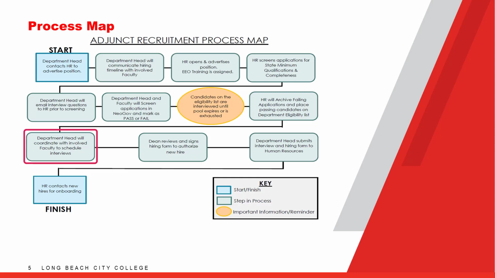Lastly, moving on to the third row in the process map, the department head will coordinate with involved faculty to schedule interviews. Then, once a candidate is selected, the dean will review and sign a hiring form to authorize the new hire. The department head will then submit the interview and hiring form to Human Resources. From that point on, Human Resources will contact the new hire and begin the onboarding process.